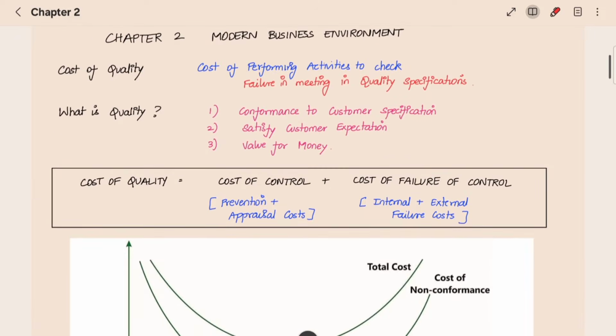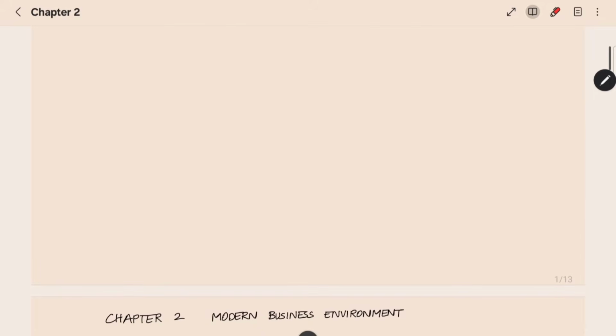And in this only we are going to say about cost of quality. Cost of quality means what? Cost of quality is the cost of performing activities to check the failure in meeting with the quality specification. When a customer makes an order with us, we will be saying some specification, like you have seen specifications for mobile phone and all. This much RAM will be there, this much internal storage, ROM will be there, and this much will be the battery capacity and all.